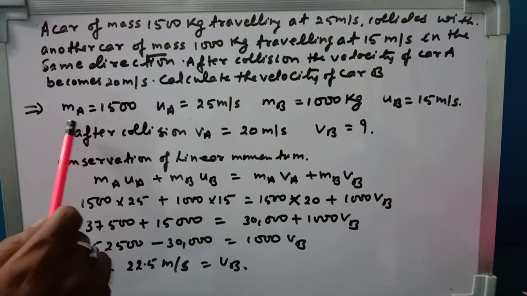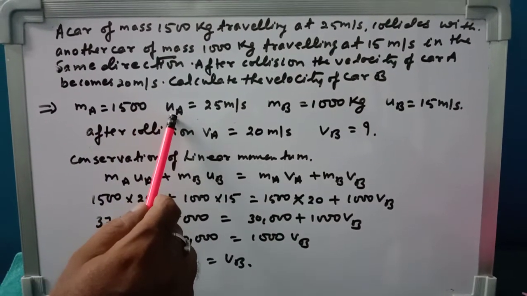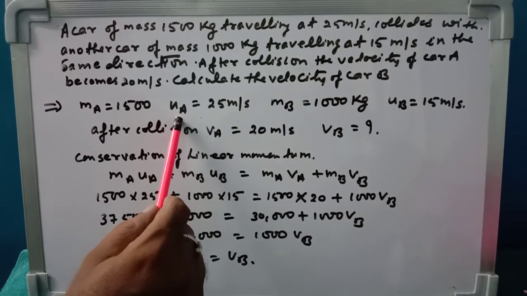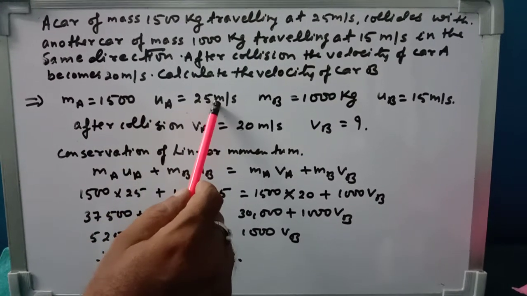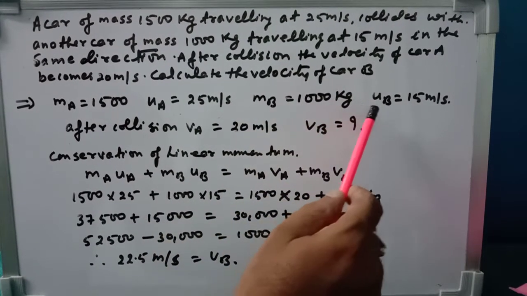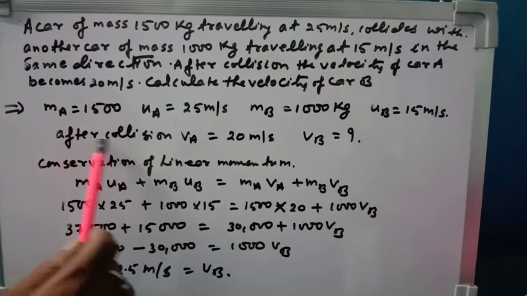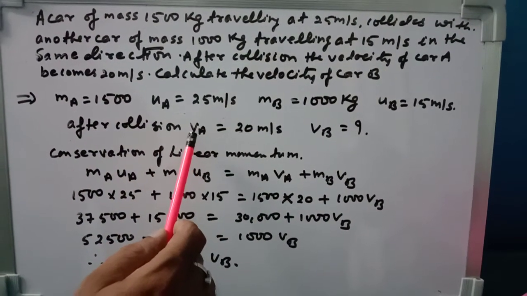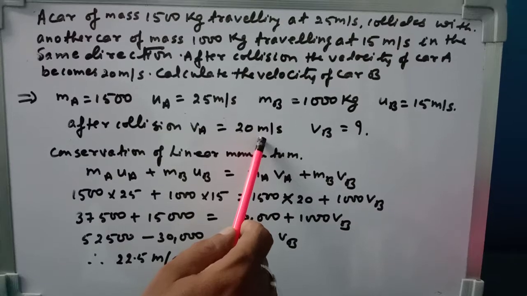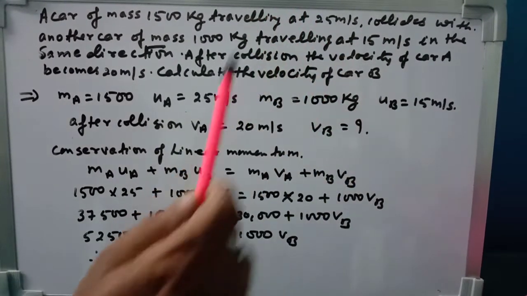Now, for the first car I have given mass of A, MA, as 1500 kg. Initial velocity of the first car is 25 meter per second. Mass of B is 1000 kg. Initial velocity of B is 15 meter per second. Now after collision, the final velocity of the first car is 20 meter per second, and the final velocity of the second car B is what we have to find.